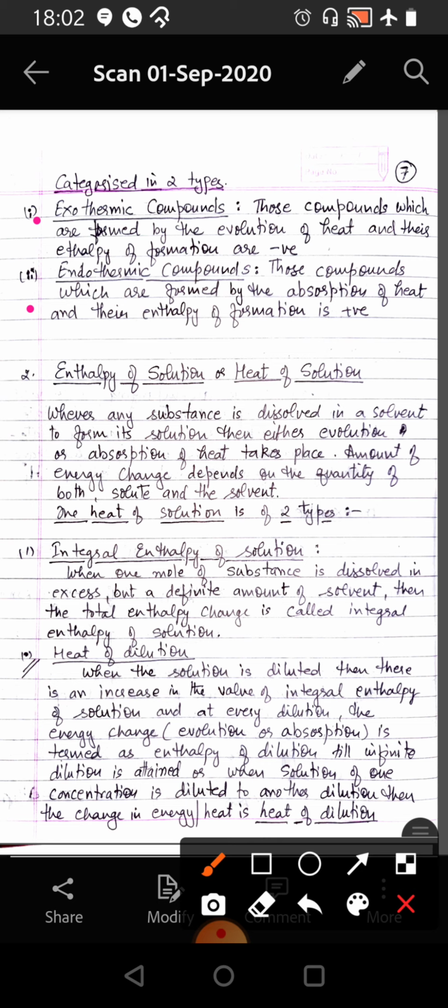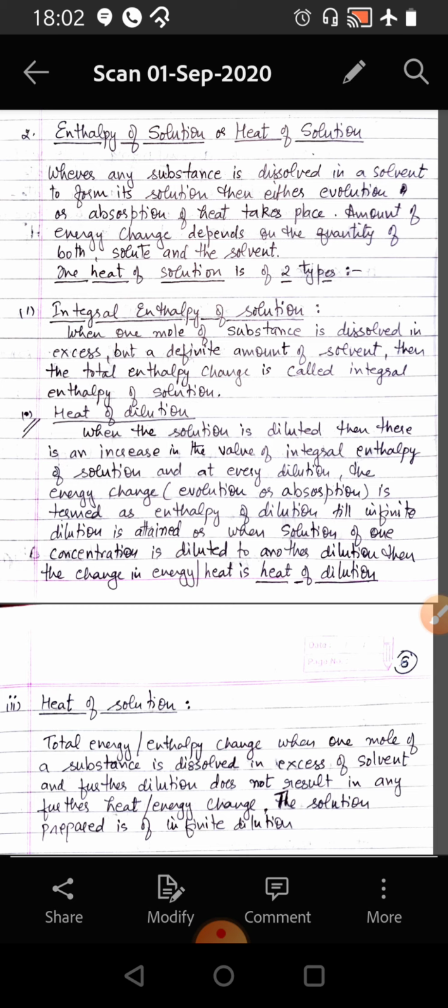Now we come to the next type of enthalpy, that is enthalpy of solution. Whenever any substance is dissolved in a solvent to form its solution, then either evolution or absorption of heat takes place. The amount of the energy change depends on the quantity of both the solute and the solvent. Now we come to the types of heat of solution.